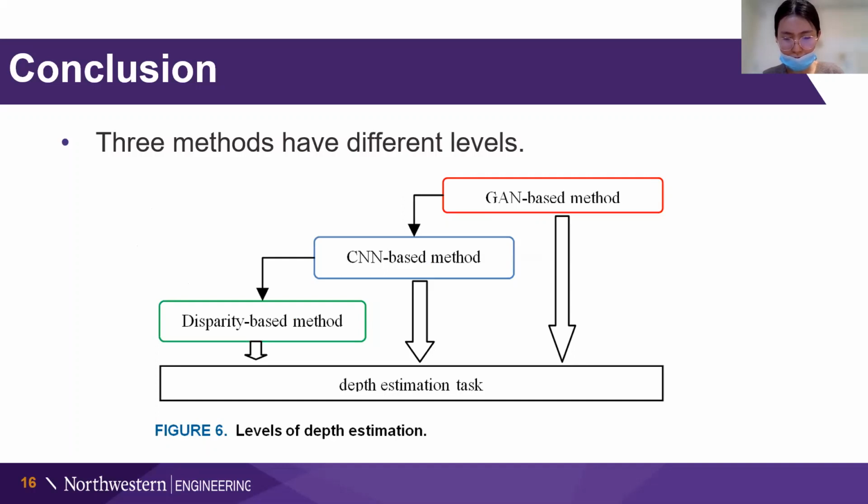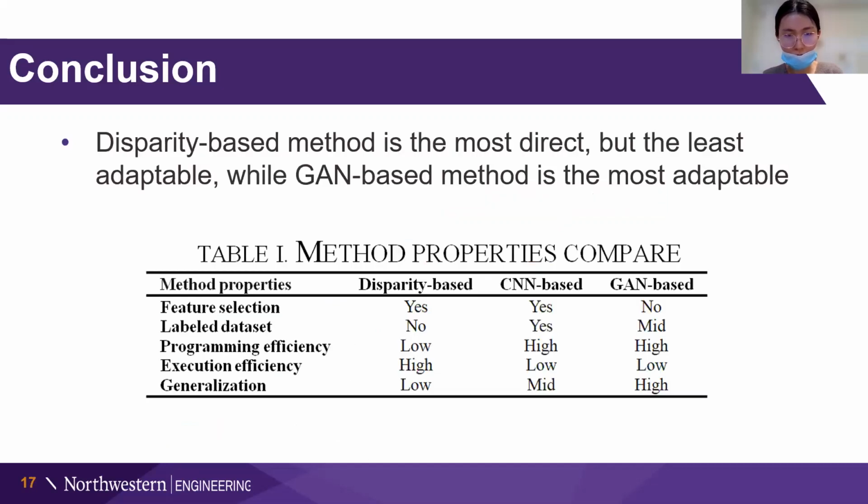Compared with other methods, GAN is more automated and more accurate. GAN can contain CNN methods, and CNN can apply disparity methods. At the end, here is a chart of the properties comparison. From this chart, you can see the method properties of different methods. That's the end of my presentation. Thank you for listening.